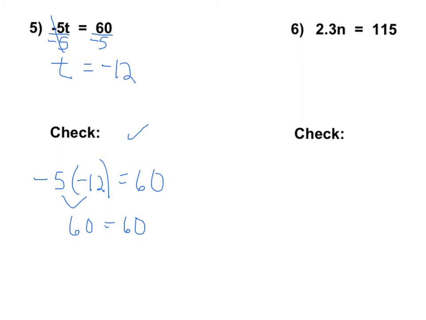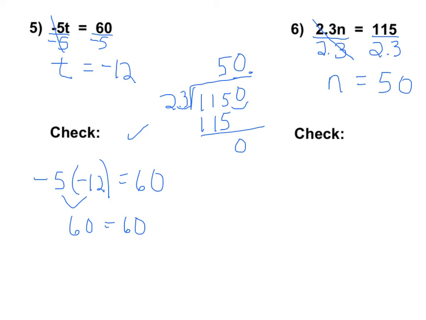We have 2.3 times n equals 115. So we have to divide both sides by the number that is being multiplied because the opposite of multiplication is division. So I'm undoing the multiplication by dividing. When I divide 2.3 by 2.3, I get 1. So now I have 1n right here, and I don't write the 1. And then I need to divide 115 by 2.3. So you can do that here. We're going to divide that by 2.3. I'll pause this. All right, so you should get 50 when you divide.